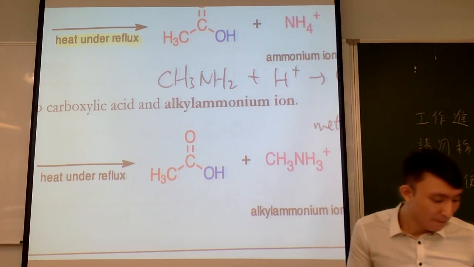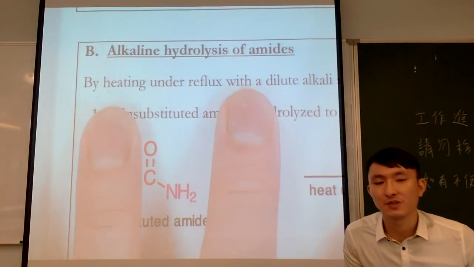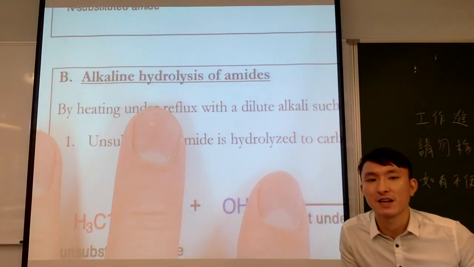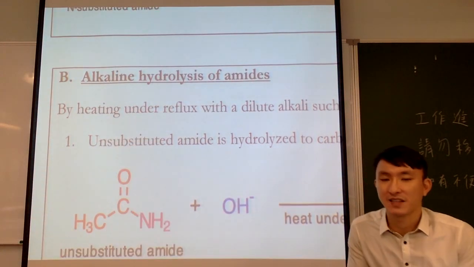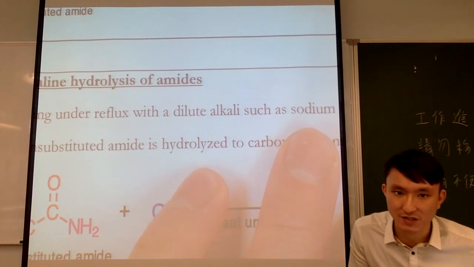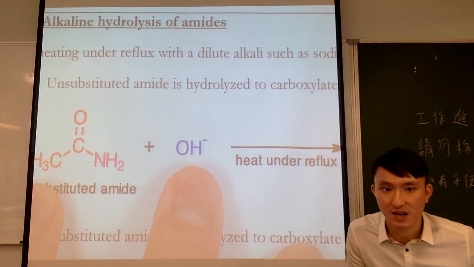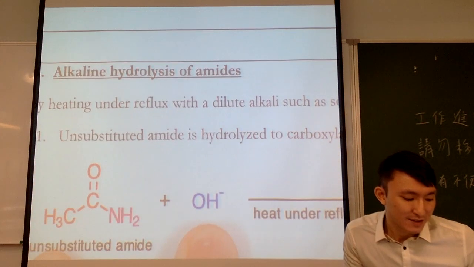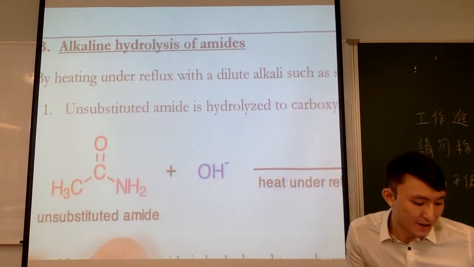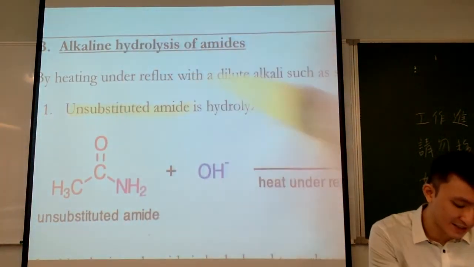Okay. Now let's look at alkaline hydrolysis of amide. Similar to ester, amide can be hydrolyzed either with an acid or alkaline. So in this case, probably we will use sodium hydroxide. Now, when we use sodium hydroxide, the reactant will be the hydroxide ion. Okay? Now, here, for unsubstituted amide, similar idea.